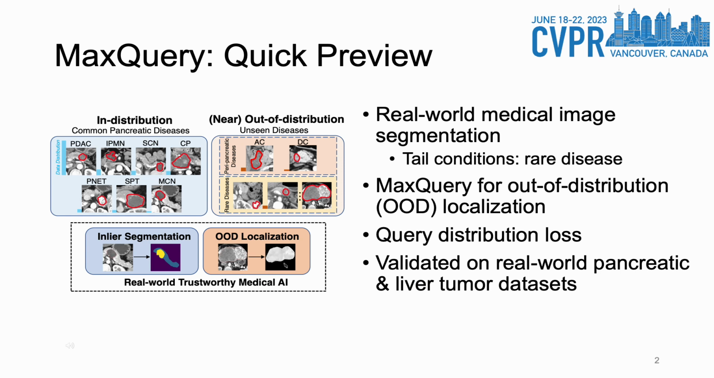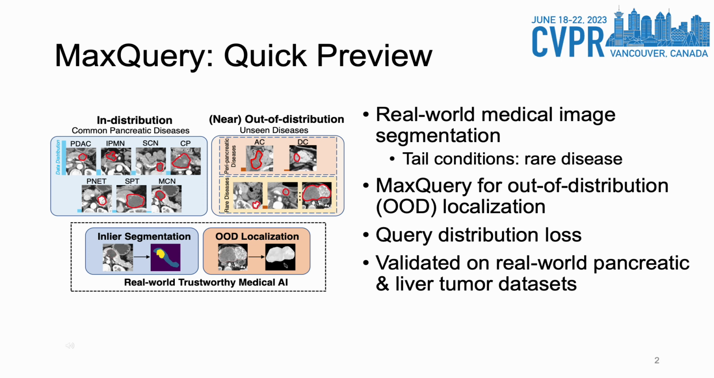Real-world medical image segmentation is a challenging task, particularly for tail conditions associated with rare diseases. We propose MaxQuery for out-of-distribution localization in this task. We adopt object queries in mask transformers to formulate segmentation as a soft cluster assignment.